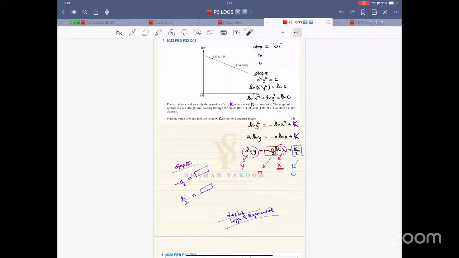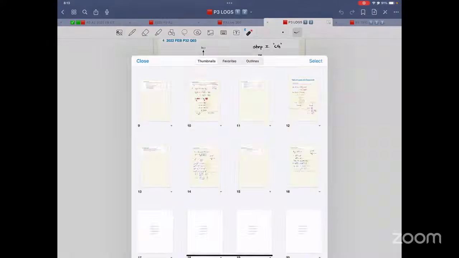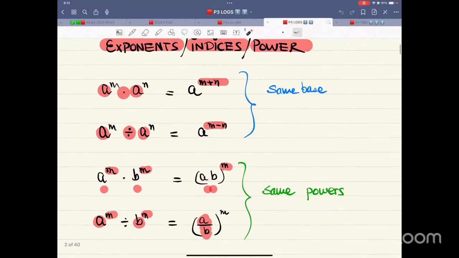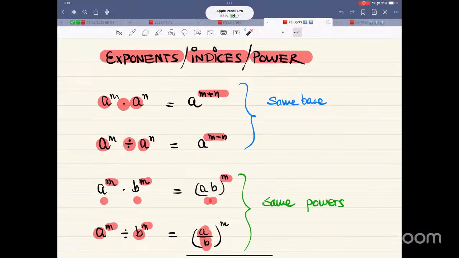Let's talk a little bit about logs. Logs are very important. The rules of indices are very basic, but their application, using them at the right place, makes all the difference. So now over here, exponents, indices, powers: if they have the same base, multiplication gives rise to addition of powers, and division is about subtraction. So keep this in mind. The bases are the same.